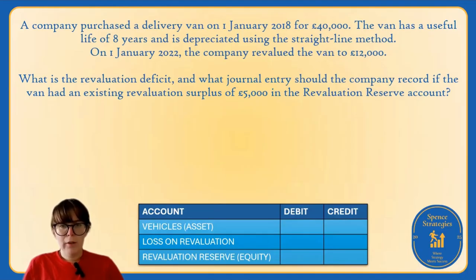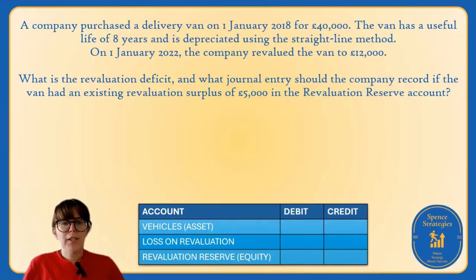On the 1st of January 2022, the company revalued the van to £12,000. You are asked to calculate the revaluation deficit and the journal entry the company should record if the van had an existing revaluation surplus for £5,000 in the revaluation reserve account.